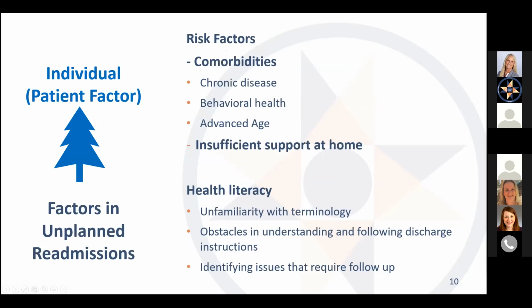So here we have the individual or patient level factors of unplanned readmissions. And I mentioned comorbidities earlier that include things like chronic disease, behavioral health, and also issues just related to advancing age that lead to safety concerns in the home, or other issues that aren't necessarily tied to chronic disease. As well as insufficient support at home, and that could be a lack of a caregiver present, or a lack of social network, or potentially safety issues in the home that pose fall risks, things of that nature that are going to vary from patient to patient, but are greatly important in knowing that those are there so they can be addressed and reduce the risks present at home.